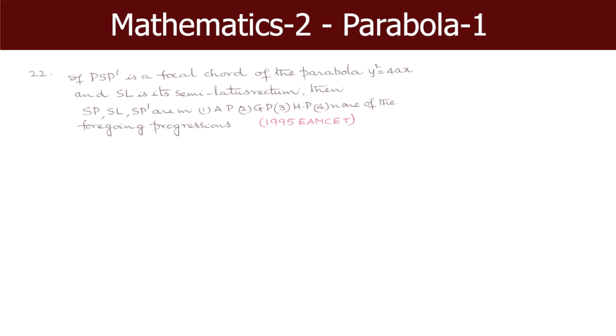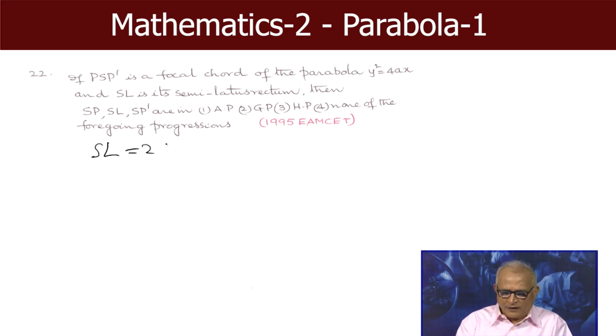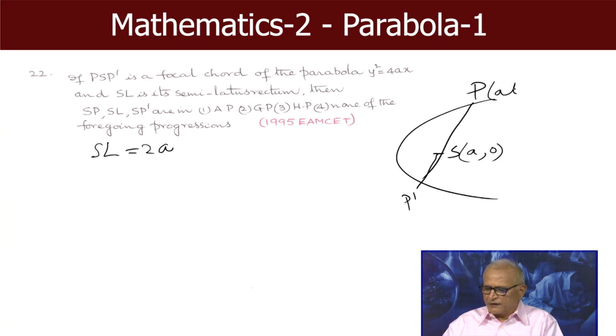నెక్స్ట్ 22nd. ఇఫ్ PS ఈజ్ ఏ ఫోకల్ కార్డ్ ఆఫ్ ది పెరాబోలా y² ఈక్వల్ టు 4ax అండ్ SL ఈజ్ ఇట్స్ సెమిలాటస్ రెక్టమ్. నాభిలంబార్థం అంటారు తెలుగులో, అంటే లాటస్ రెక్టంలో సగం, అంటే 2a అనమాట. SL ఈక్వల్ టు 2a. సెమిలాటస్ రెక్టమ్ అంటే నాభిలంబార్థం, అంటే నాభిలంబంలో సగం, 1/2 ఆఫ్ లాటస్ 2a. P' ఈజ్ ఎ ఫోకల్ కార్డ్. ఇది A0. ఇదో T అనుకోండి.